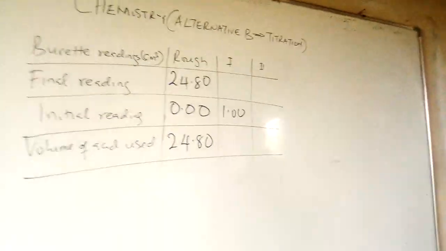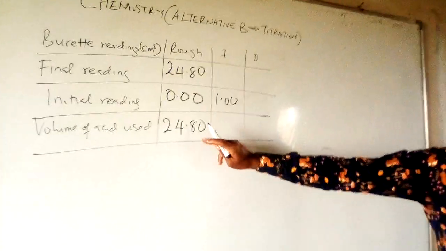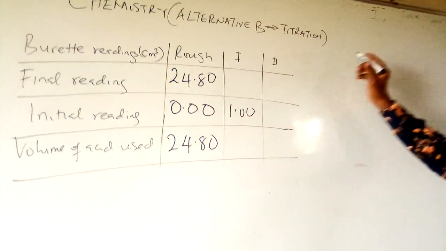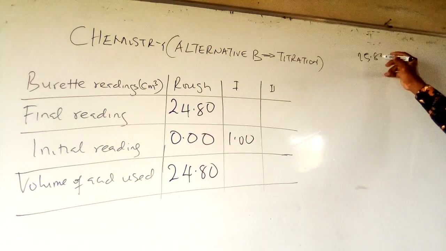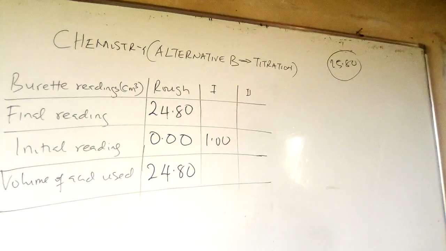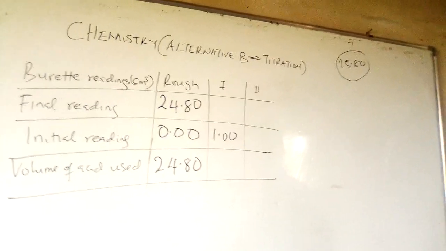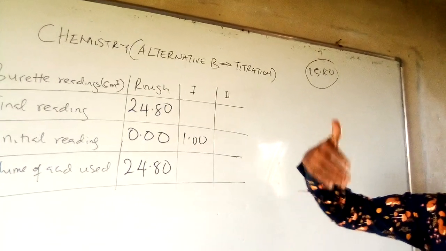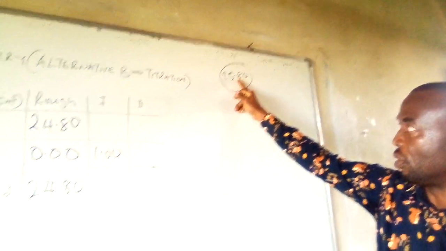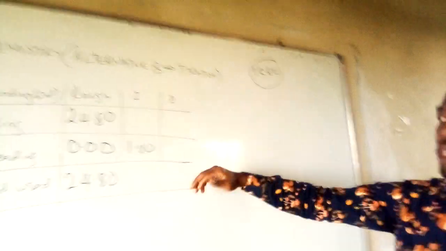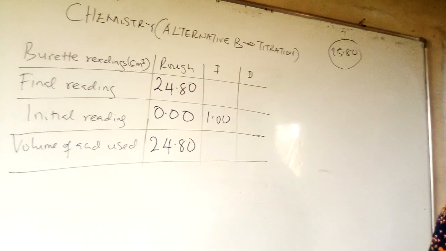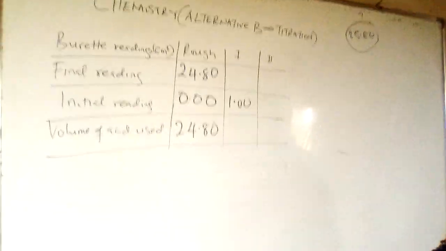As an estimate, you add 24.8 to 1, and you're going to have 25.80. That is where you expect the next color change. So you can just run it until you reach 25, that is, taking the nearest whole number, 25. Then when you reach 25, you can take it easy, drop by drop. It will change definitely between 25 and 26.